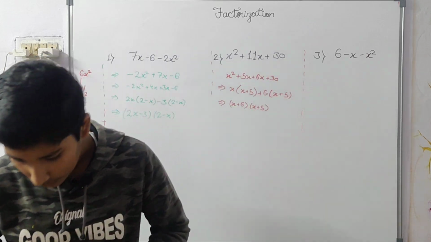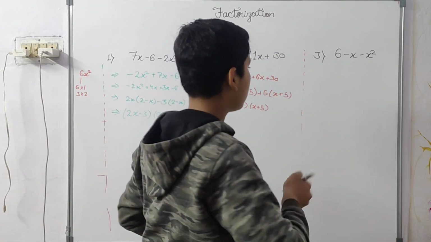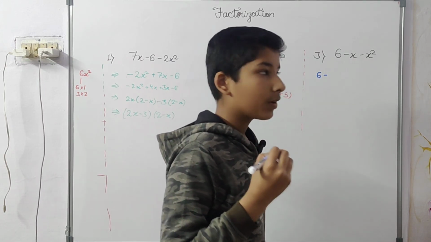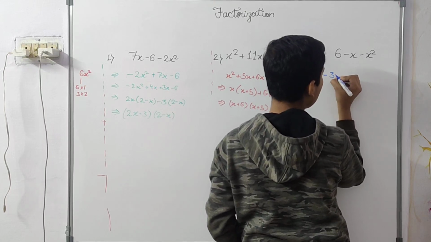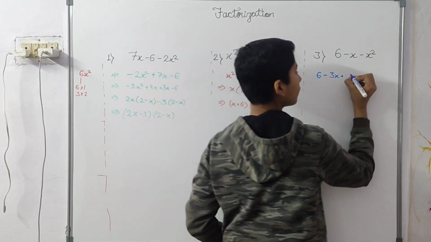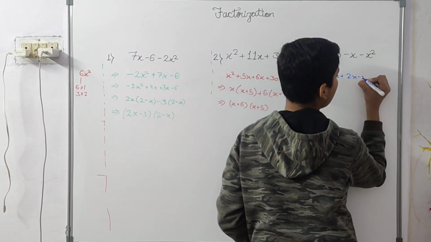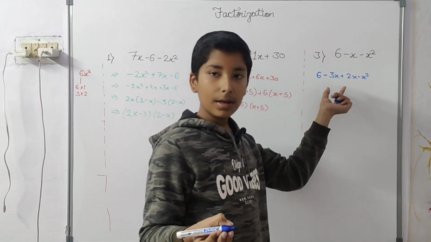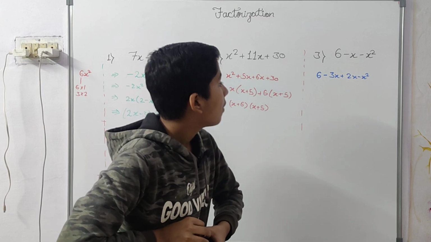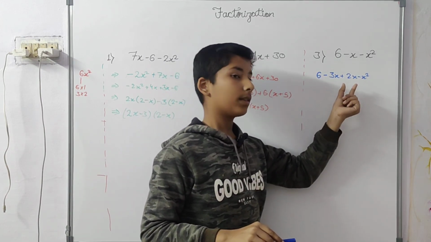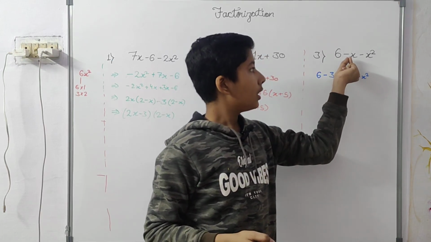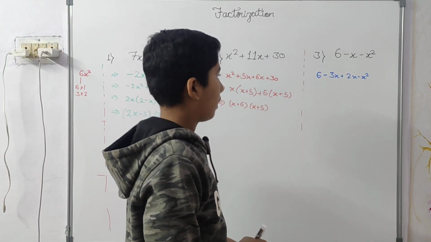So I'll use the blue marker. 6 minus, we can write it as minus 3x plus 2x minus x square. See, we can write it as 3x minus 2x. Why can we write it so? Because minus 3x plus 2x will be minus x only. But if I put this plus and this minus, it will be plus x, which is the wrong answer.